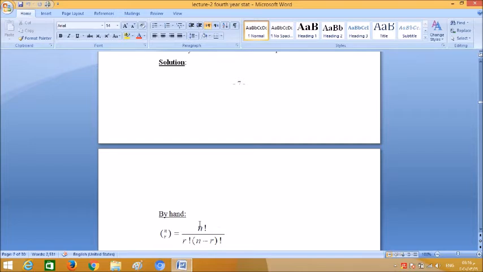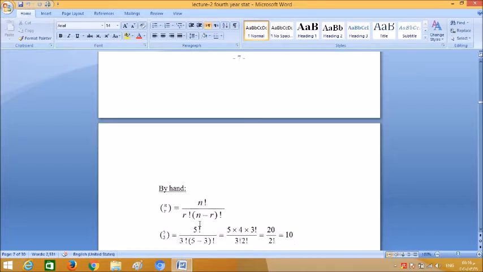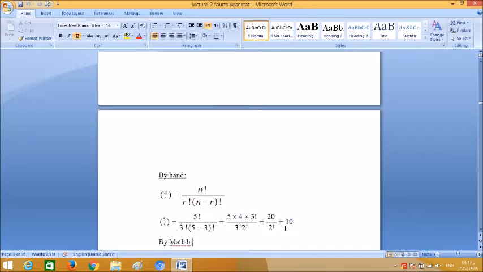We use the formula of combinations. nCr equals n factorial divided by r factorial times n minus r factorial. So we have 5 professors, n equals 5. So 5C3 equals 5 factorial divided by 3 factorial multiplied by 5 minus 3 factorial. Okay, the answer is 10 combinations, or 10 selections, or 10 ways.